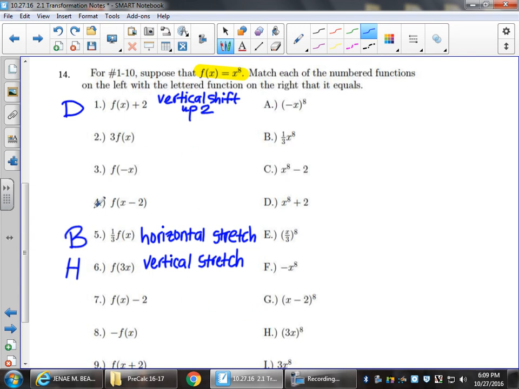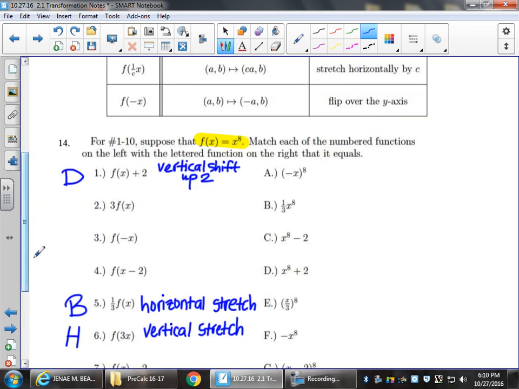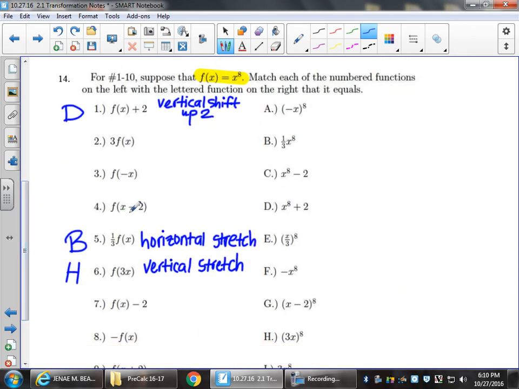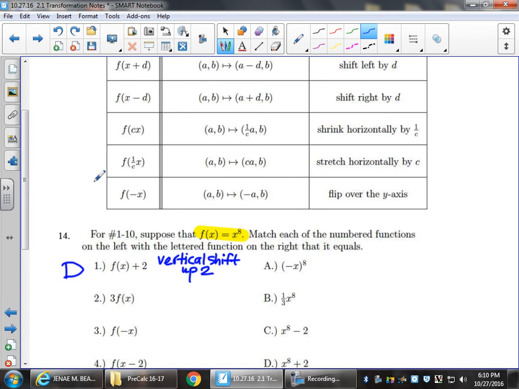Okay, one more. So number 4 says f of x minus 2. Here I see I am subtracting a value on the inside. So you have a choice. You can look at this table. When I'm subtracting a value on the inside, I know it's going to be a shift right D. So I'm looking for that same kind of subtraction happening on the inside. So this is saying I'm taking my function and it's going to be shifted to the right by 2.